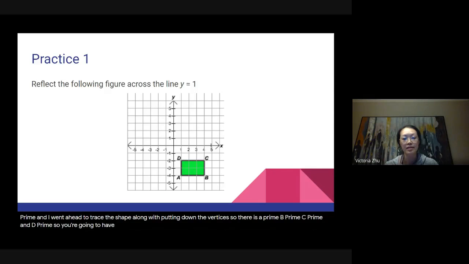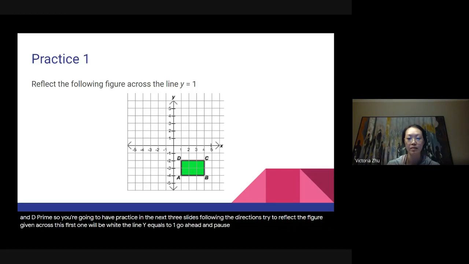So you're going to have practice in the next 3 slides. Following the directions, try to reflect the figure given across. This first one will be the line y equals 1. Go ahead and pause the video.